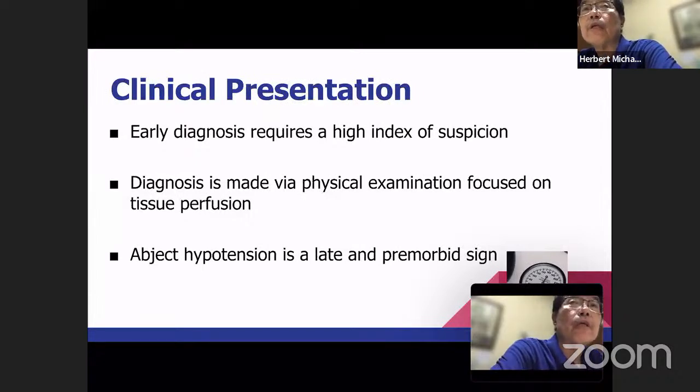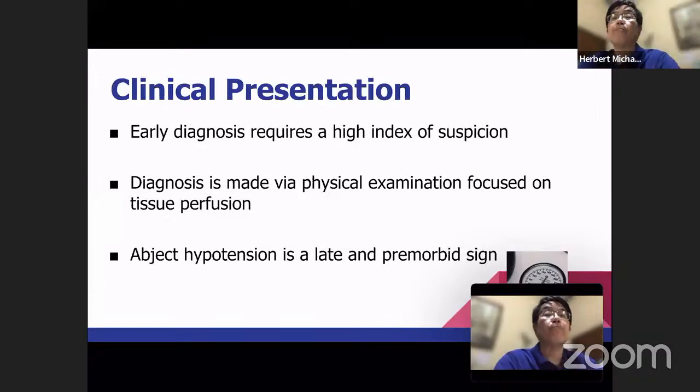So if your room temperature is not very cold, then this patient should not be very cold also with the hands and feet. Okay, so with this, plus a little history on when was the last urine output, will give you an idea if you're dealing with a patient who is in shock. And of course, abject hypotension is actually a late sign and a pre-morbid sign.